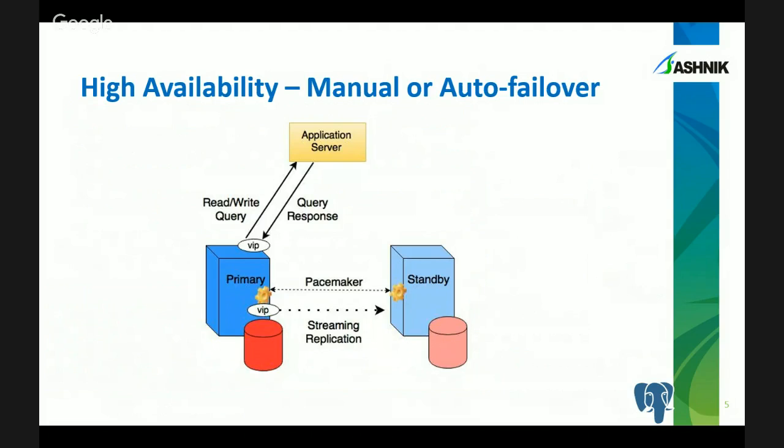You can have a master database or a primary database and a standby database. Your application always connects to the master database using the virtual IP. If there is a failure, the virtual IP shifts over to the standby DB. You can achieve this manually as well without using any tools, in which case the promotion of standby will have to be done manually.